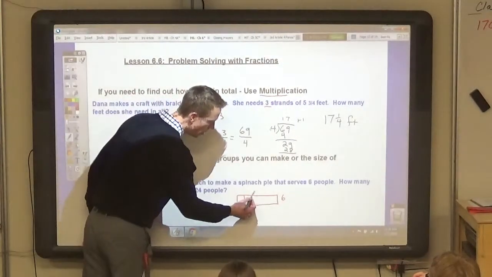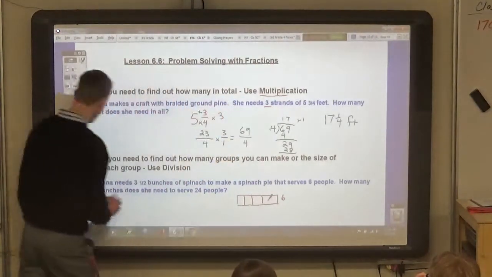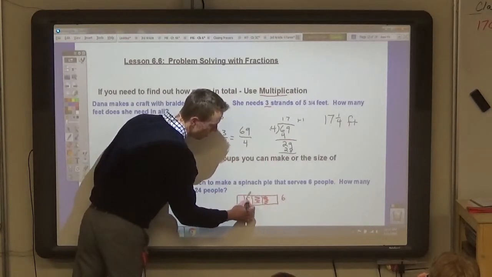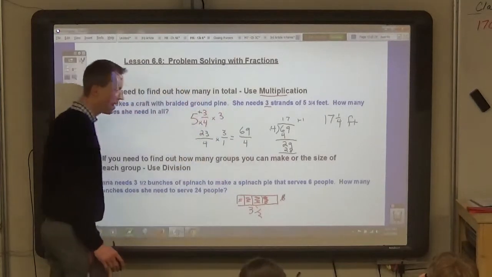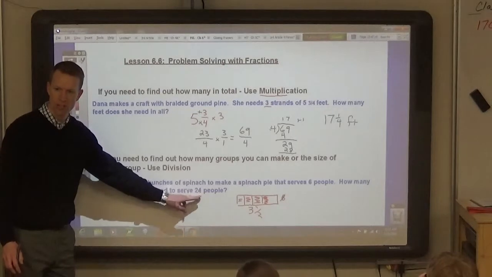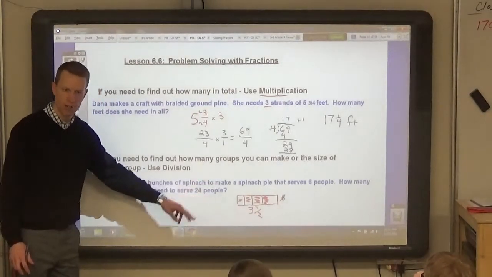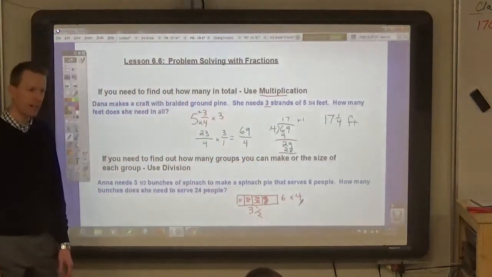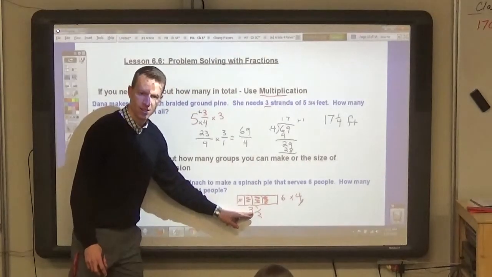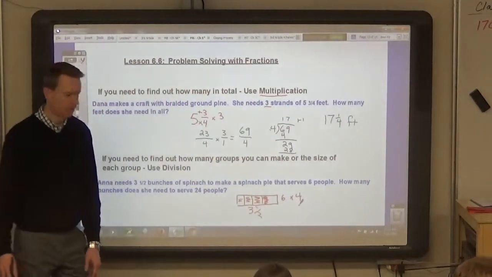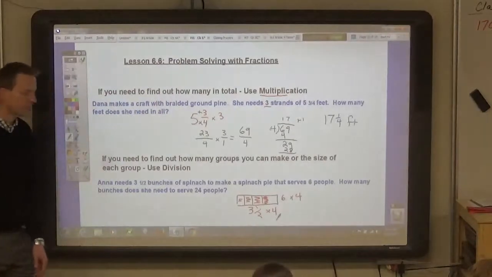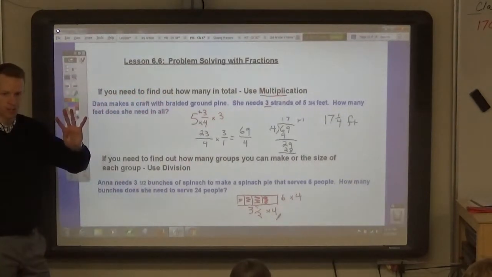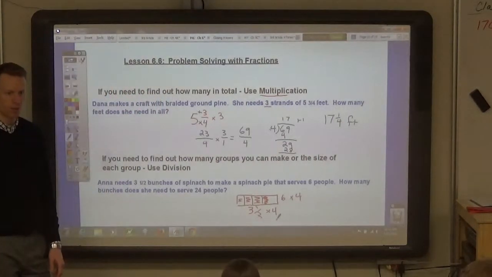So this is 3½. So she needs 3½ for every 6. And how many groups of 6 to serve 24? How many times does 6 go into 24? Jeremiah? 4. Right. So she needs 4 of these. So 3½ for 6 times 4. Right? So in this case, we had to first ask, how many groups of 6 do we need? We need 4 groups of 6. And then we had to use multiplication to figure out the total.